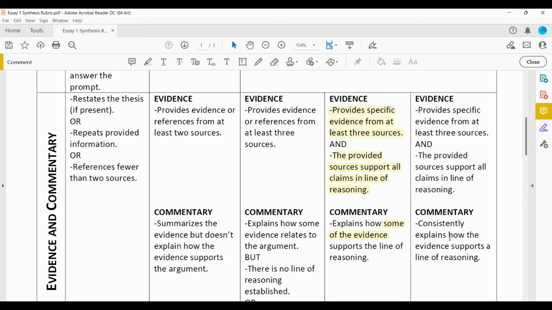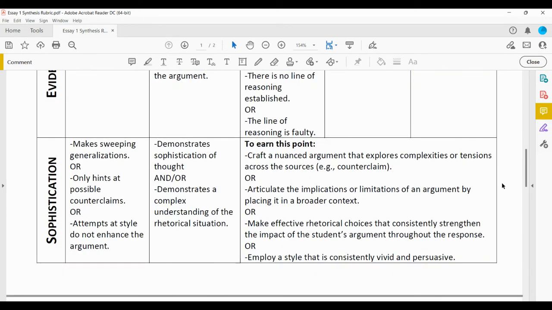The difference between a 3 and a 4 is that you consistently explain how the evidence supports your claim or your line of reasoning. In other words, you tell the reader why all of your evidence matters. If you do not do that, if you just give a list, but there's no line of reasoning, then you're not going to get the 3 or higher for evidence and commentary. Please keep in mind those 2 aspects: 3 sources that support all of your main reasons, and you explain them all.